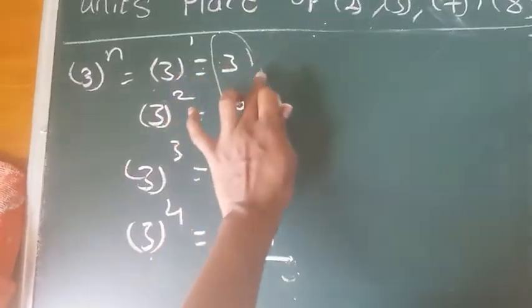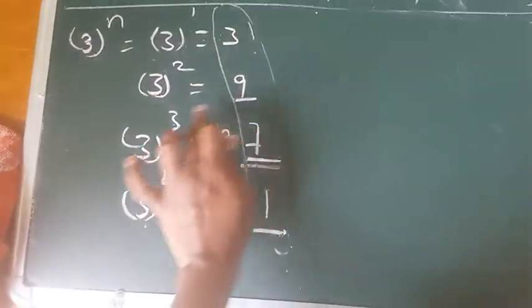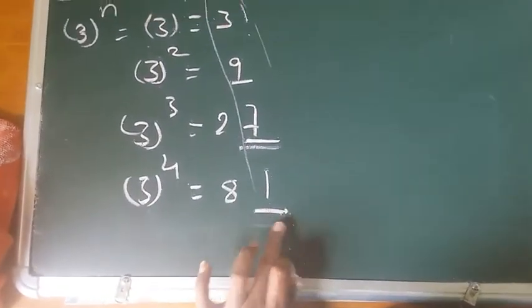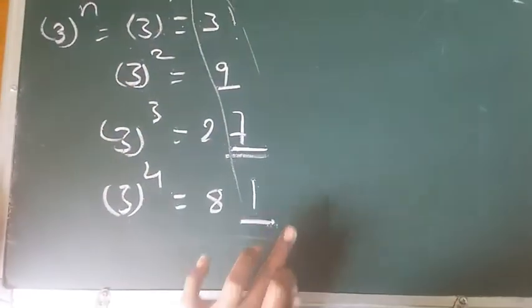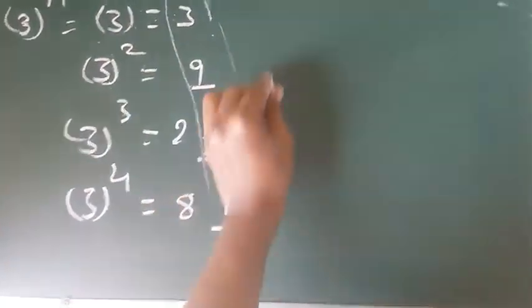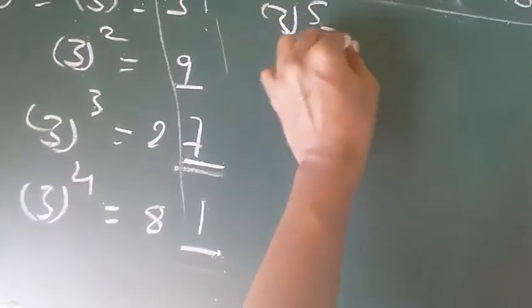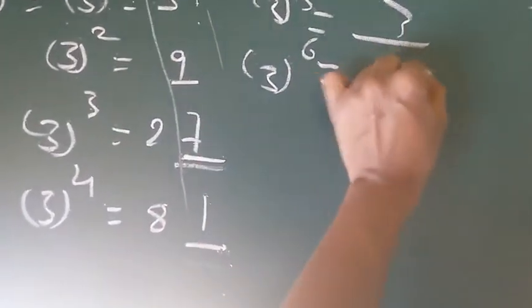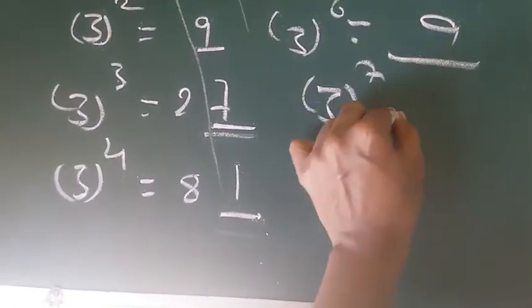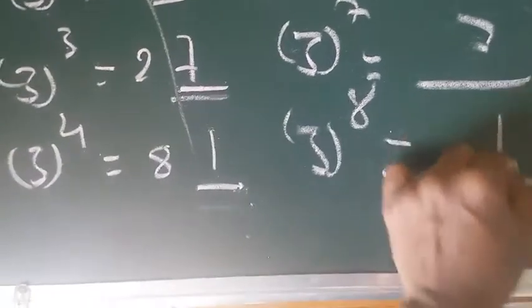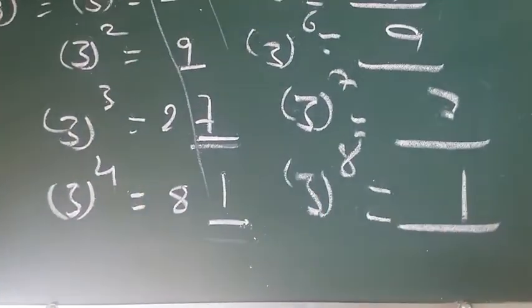That is, 3 power 1's units place is 3, 3 square's units place is 9, 3 cube's units place is 7, 3 power 4's units place is 1. Here the same cycle repeats every 4 numbers. 3 power 5's units place is also 3, 3 power 6's units place is also 9, 3 power 7's is also 7, 3 power 8's is also 1. This cycle repeats every 4 numbers.